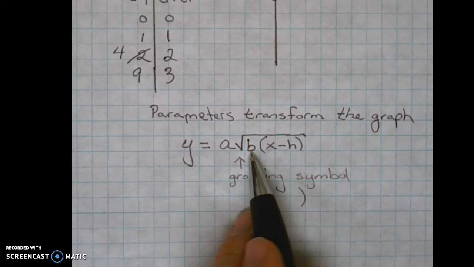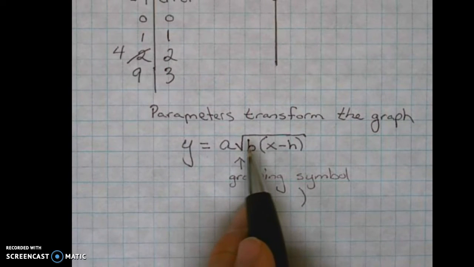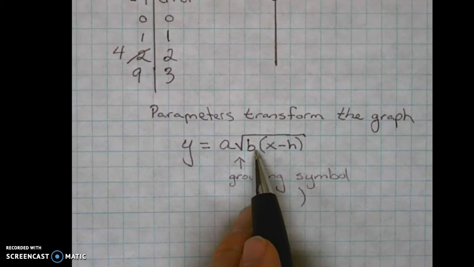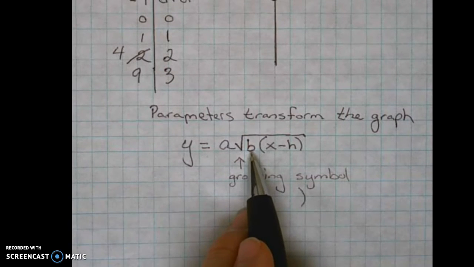So I'm adding a new letter. We really didn't have a letter first semester for our horizontal stretch and compression. So now we're going to call that B. It doesn't have to be B, it's just an arbitrary letter to represent a horizontal stretch or compression.